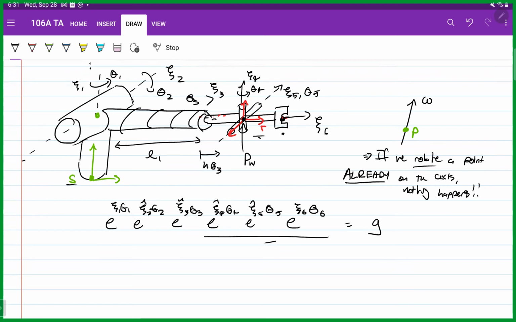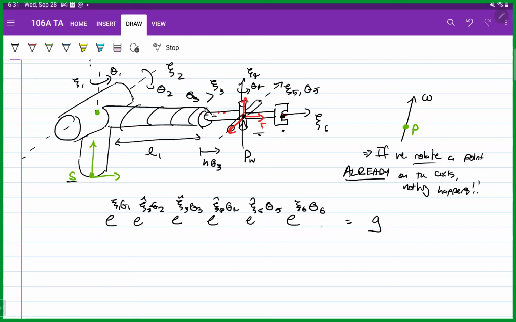What I'm going to do is multiply both sides by this point PW. Now, since this point PW is on the axis of all these different twists, Xi4, Xi5, and Xi6, we know that since these are revolute joints, when we do all these rotations, they're not going to do anything. It's the exact same as this situation up here. So for that reason, we may as well not even include these Xi4, Xi5, Xi6.